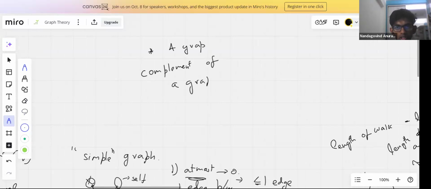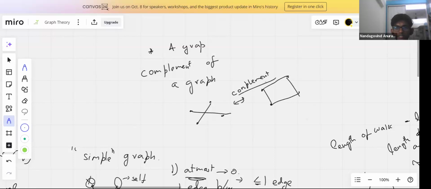Graph. So say that I have a graph like this. I just have these two edges. The complement of the graph is: I take all the vertices v and preserve all the vertices v. If an edge exists, I remove it, and if an edge does not exist, I add it. Complement.